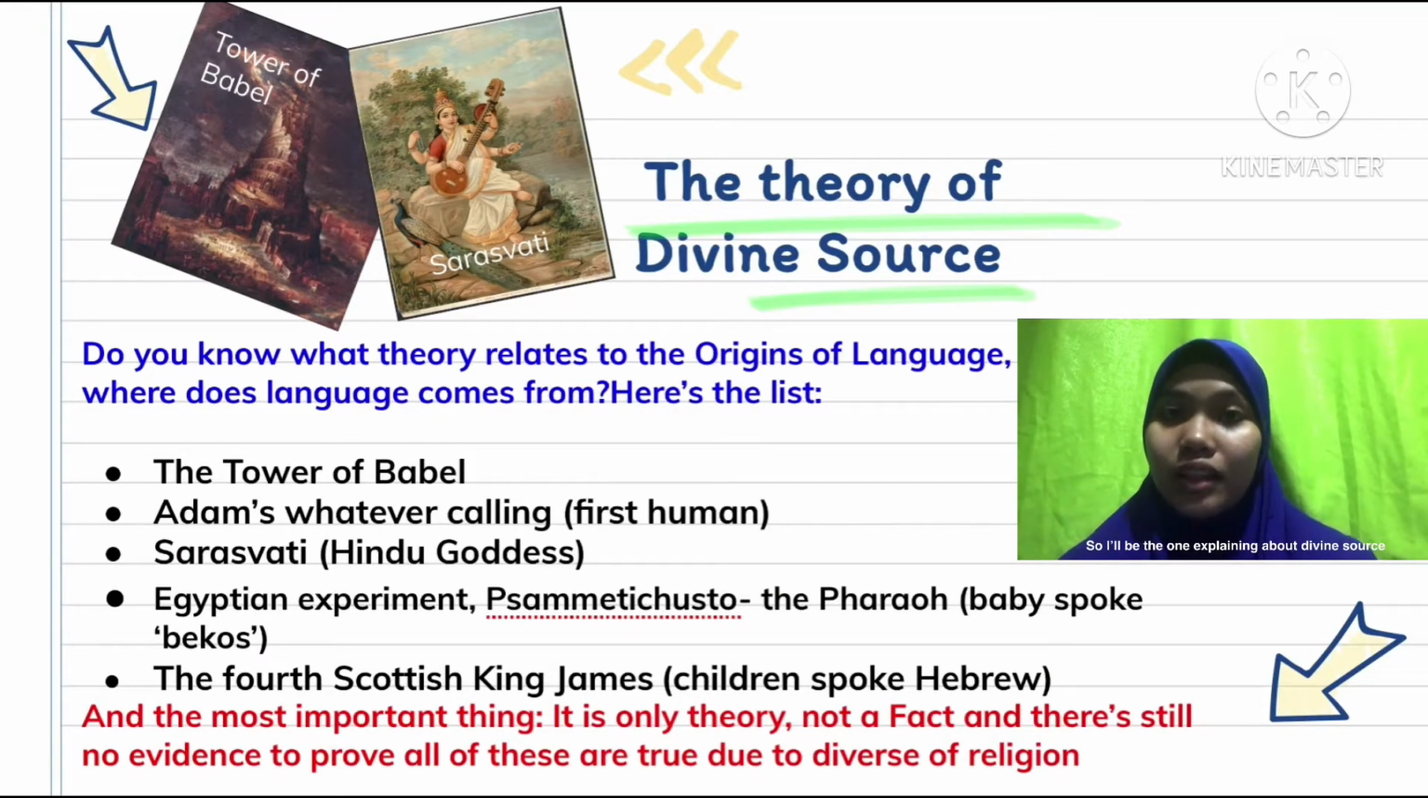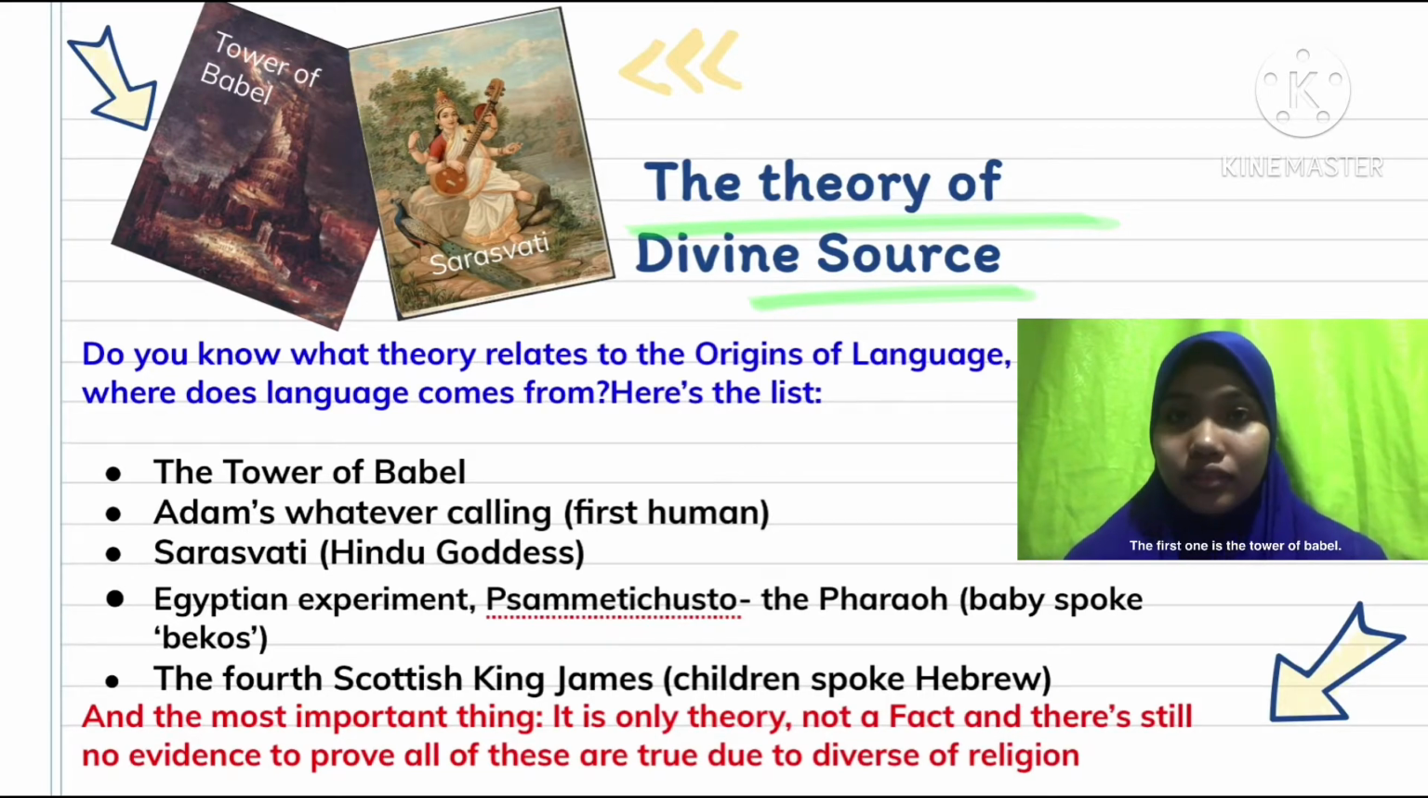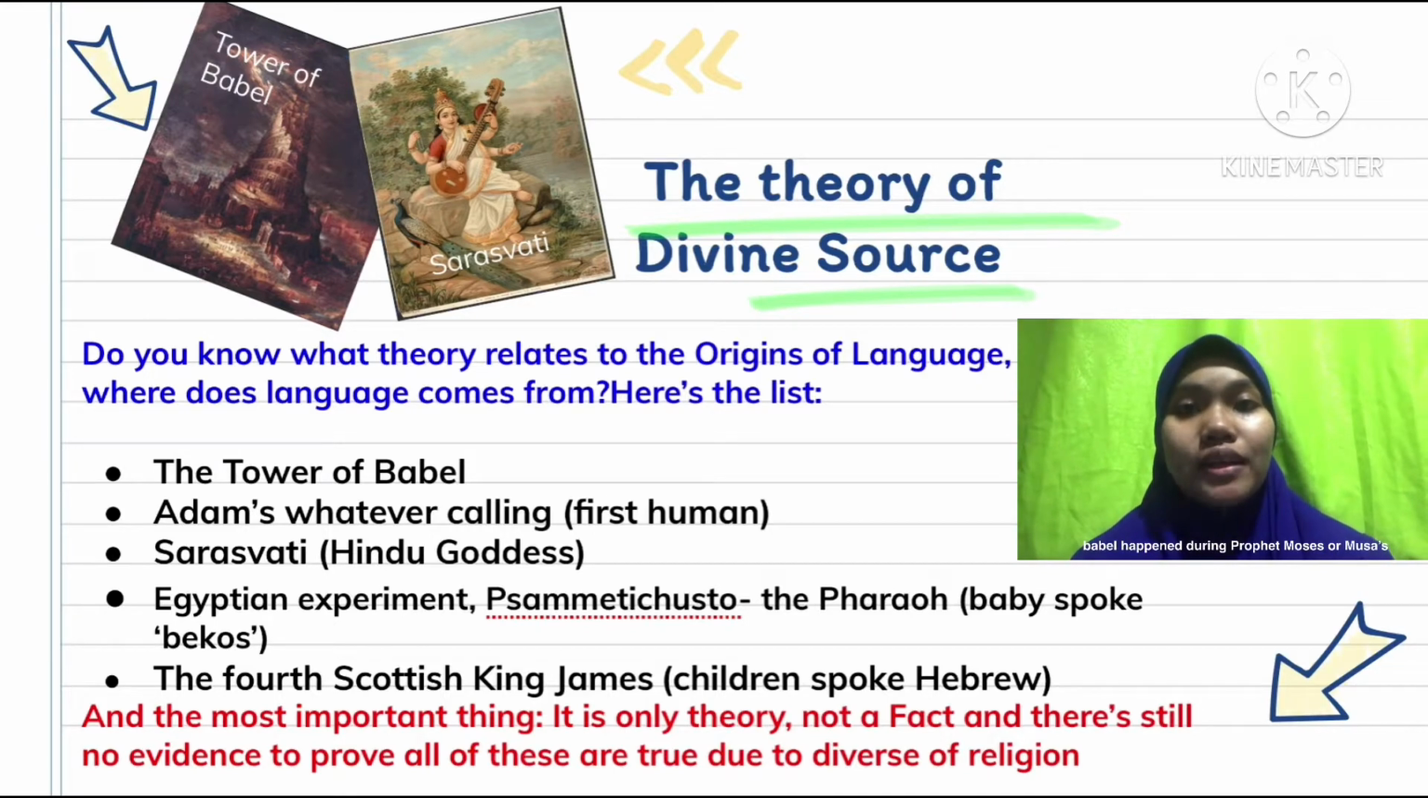I'll be explaining the divine source theory and its interesting stories on where languages come from. It is categorized into 4 theories as far as I know. The first one is the Tower of Babel. After the post-flood incident, Noah's Ark, or in the Islamic view, Prophet Nuh alayhi salam, the Tower of Babel happened during Prophet Moses or Musa's day.